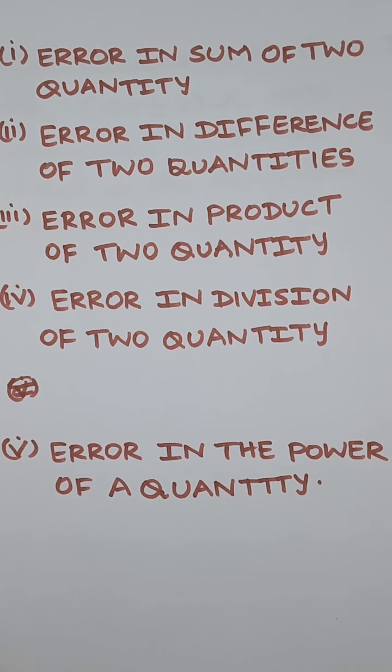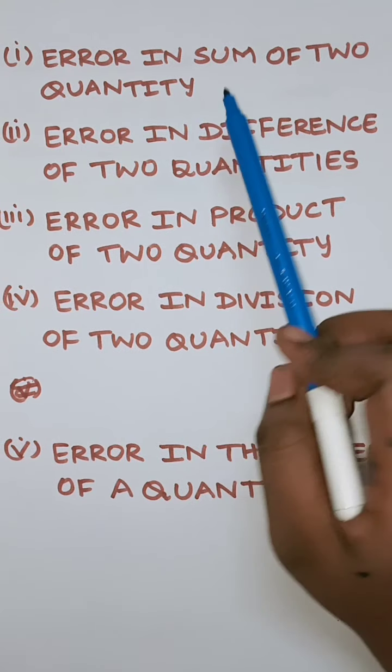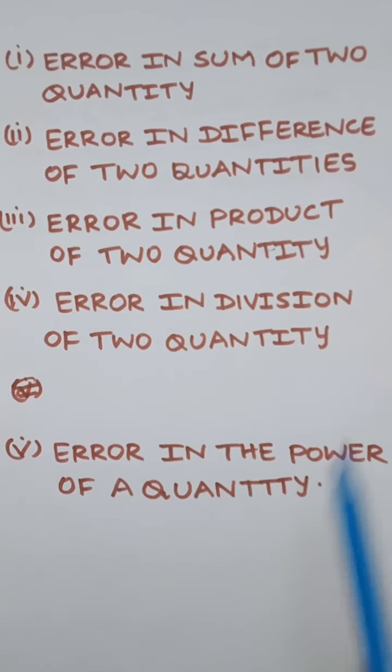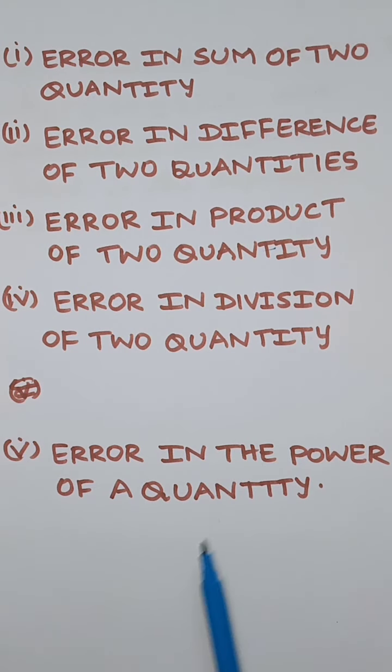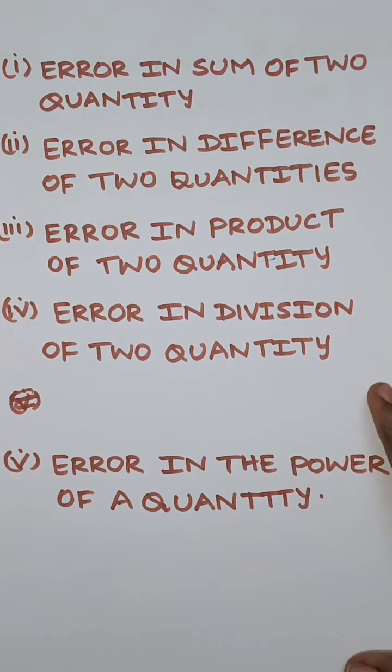Now, problems regarding the propagation of error. But before that, you have to know certain categories. Propagation of error will occur due to the error in the sum of two quantities. It may occur due to the error in the difference of two quantities, product of two quantities, division of two quantities, and power of two quantities. All these are different categories. First, you have to identify which category the problem belongs to, whether it is sum, difference, product, division or power. To identify that, I will tell you a trick also.